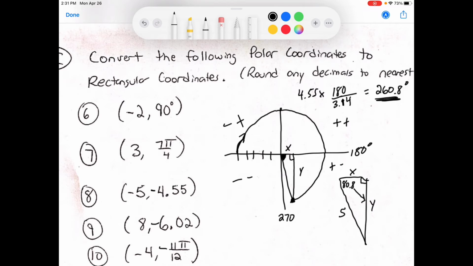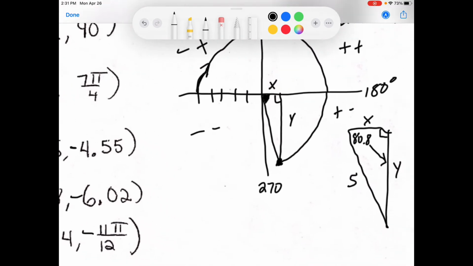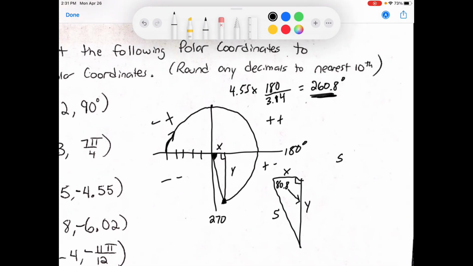So to figure out y, we're going to do sine. So let's do sine of 80.8 degrees equals y over 5. So 5 times sine 80.8 is going to equal y.